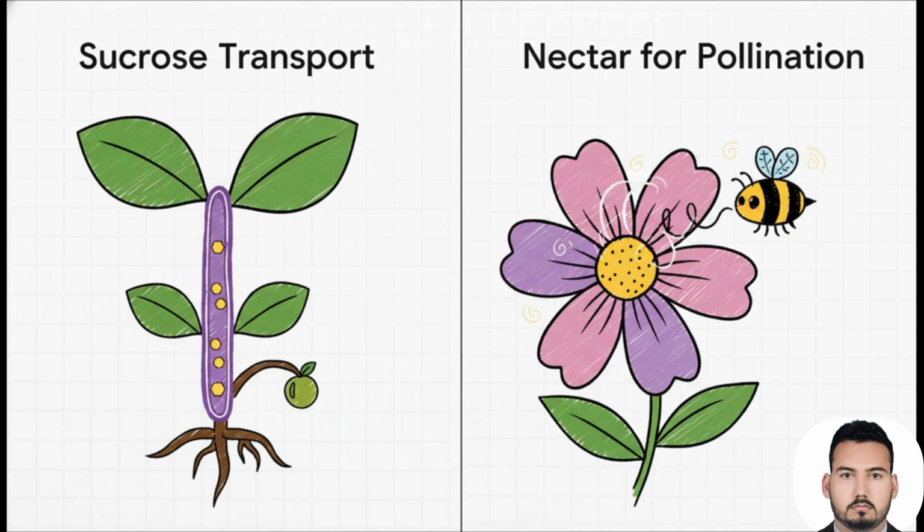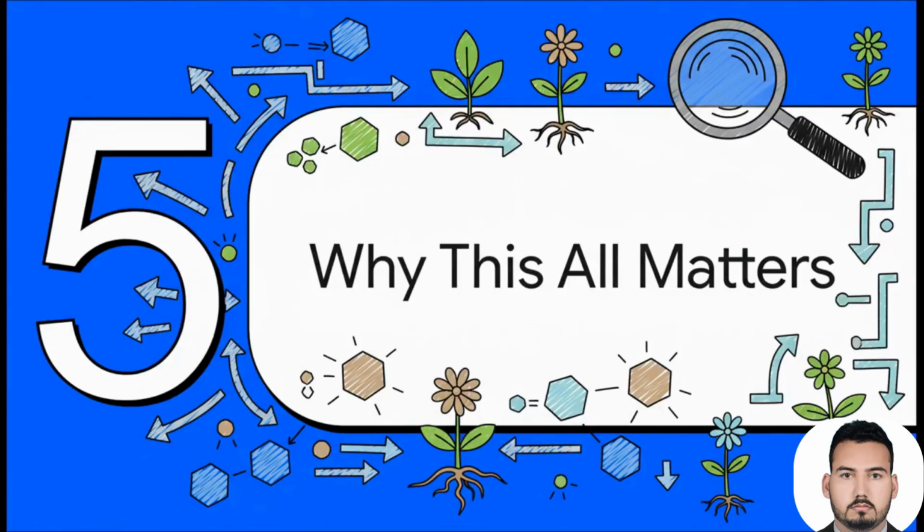Glucose is the key ingredient in nectar. The plant is literally creating a sugary bribe to attract bees and other pollinators. It's a pretty sweet deal, right? The bee gets a high-energy meal, and the plant gets to reproduce. It's a total win-win. So we followed all of the different paths branching out from that one little molecule.